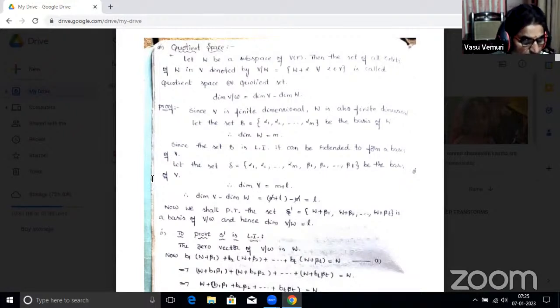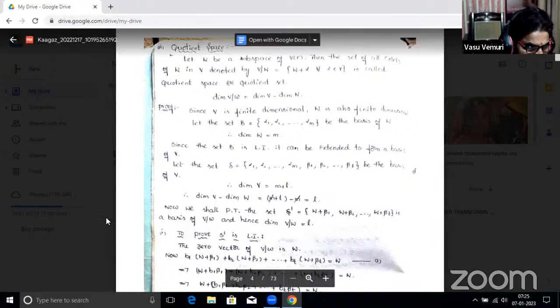At the same time, the commutative property is also satisfied: W plus alpha plus W plus beta equals W plus beta plus W plus alpha. That is commutative. Simple. So V by W under addition is an abelian group. Now, scalar multiplication: what is it? W plus a alpha equals a times W plus alpha. Here a alpha is the scalar multiplication, and W plus a alpha is represented as a of W plus alpha.